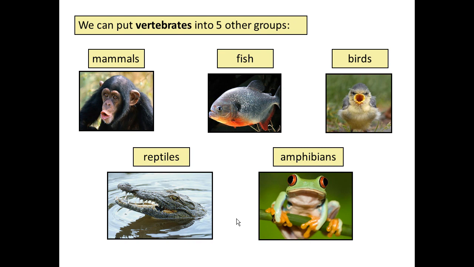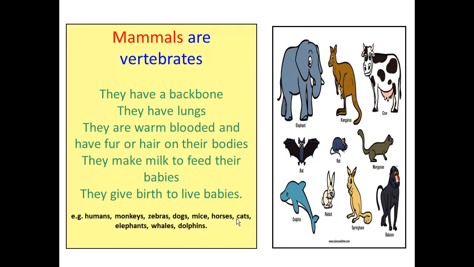Now we are going to focus on the vertebrate groups that can be subdivided into 5 other groups. We have mammals. They have, of course, a backbone because they are vertebrates. They have lungs to breathe.